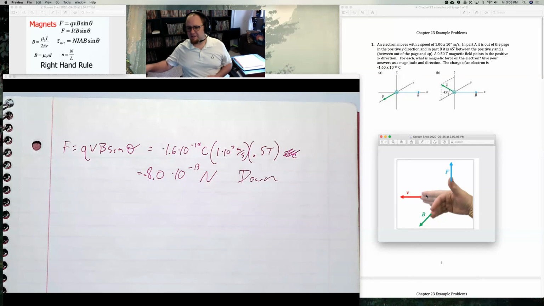Now for part B, we go from a vector straight along x and a vector straight along y, right? And I'm not even going to bother showing my z right now. We go from vectors straight along x to straight along y.